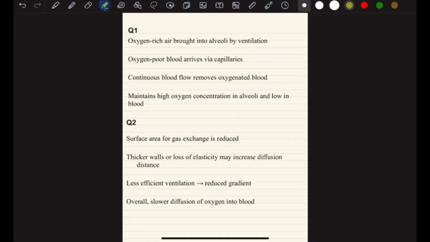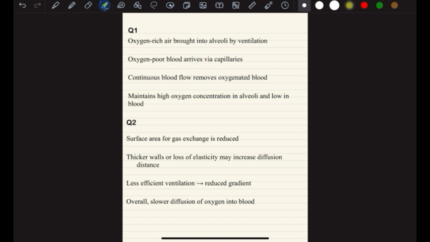Okay, here was all the marking points for the questions. Like we said in one of the parts before, you bring in oxygen for your alveoli via ventilation, and you're bringing in your deoxygenated blood through the capillaries, yeah? You already have the concentration gradient there, whether it's high in the alveoli, low in the capillary. So oxygen is going to want to diffuse into the bloodstream, into the capillaries.